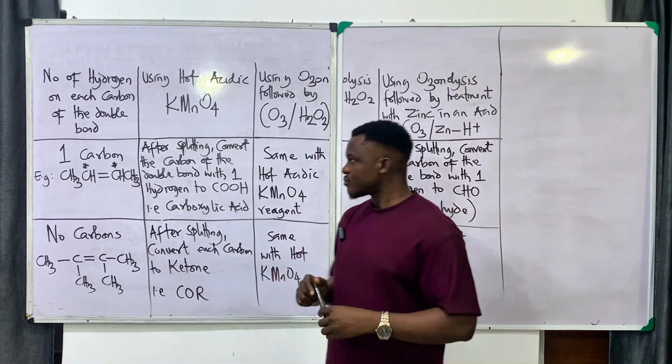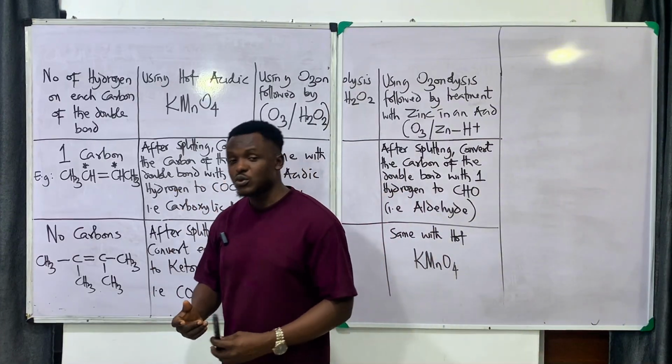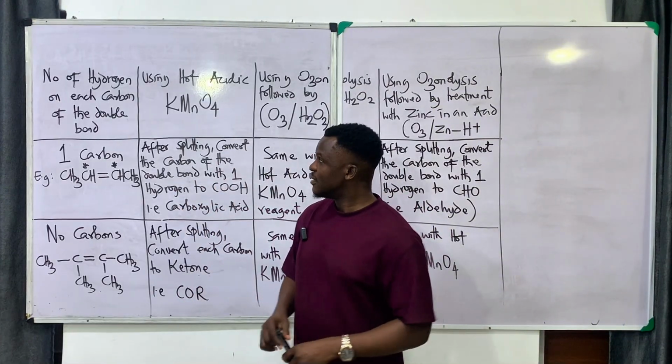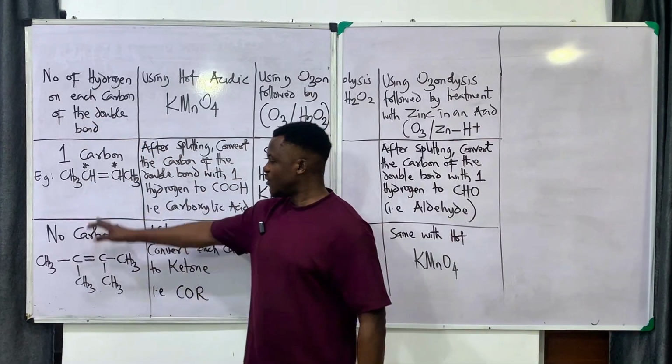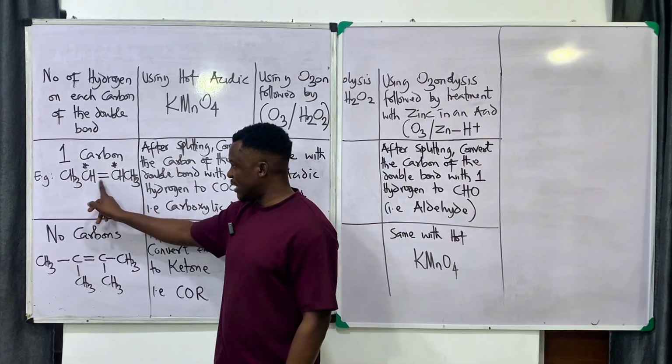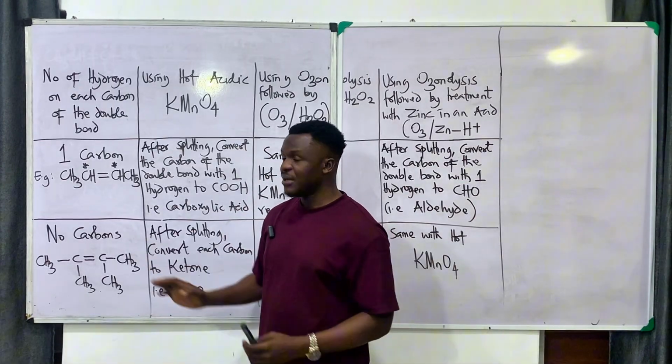Okay, now look at what we have here. I actually put it in a tabular form to aid understanding. Now, the number of hydrogens on each carbon of the double bond. I gave us an example. Right now, look at this guy. The two carbons of the double bond are the ones with asterisks, but we consider them individually.